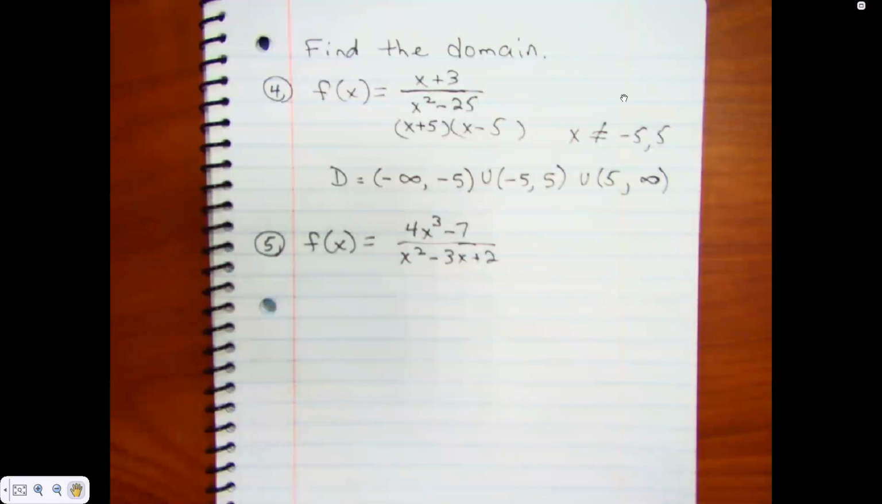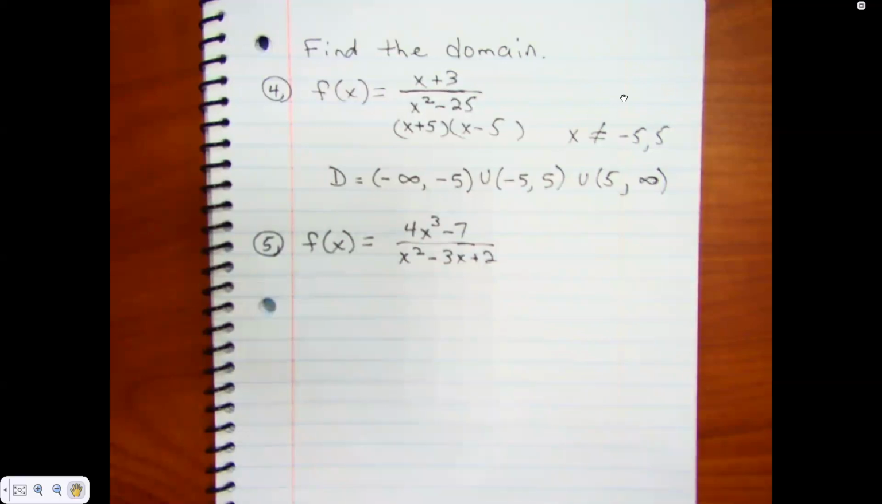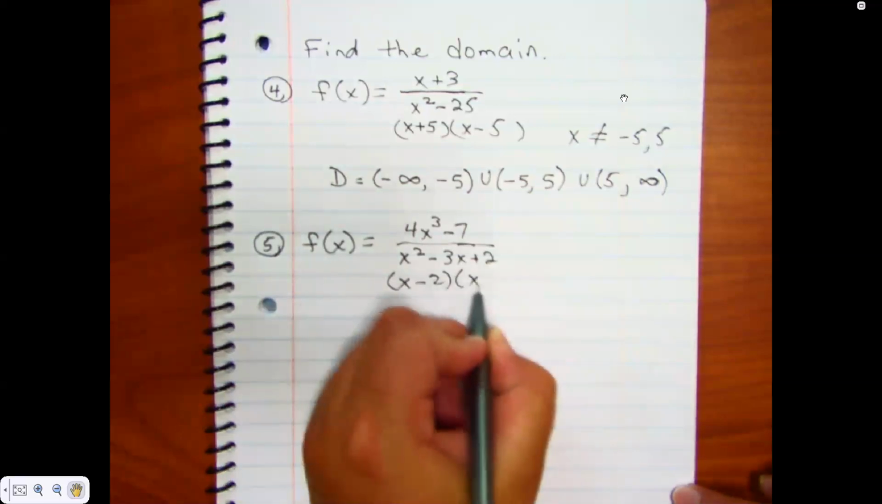When we have a fraction and we're talking about domain, we want to make sure we tell people what makes the bottom 0. Easiest way to see that is to factor. So what multiplies to 2 but adds to be -3? Negative 2 and negative 1, two negatives, right? So x minus 2 and x minus 1.